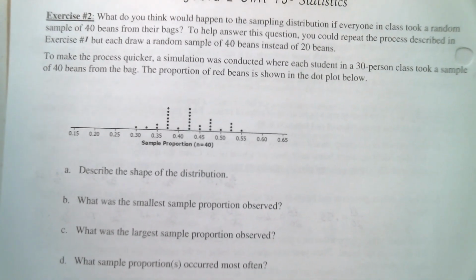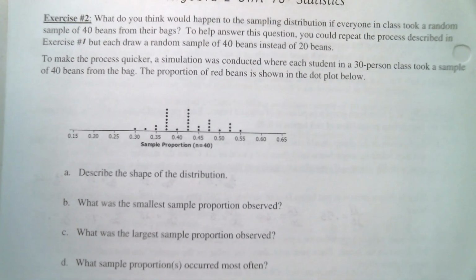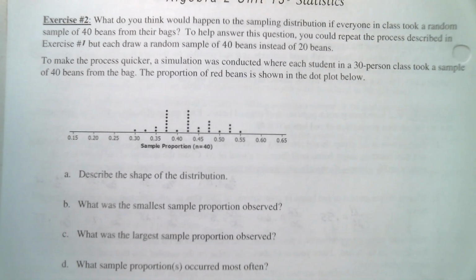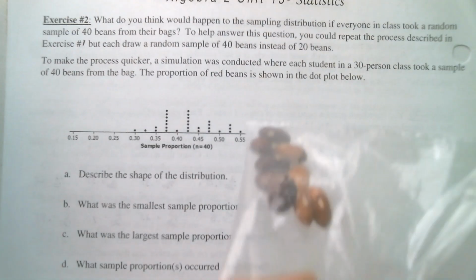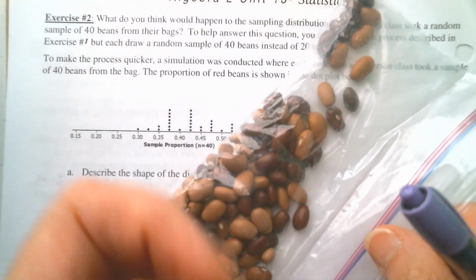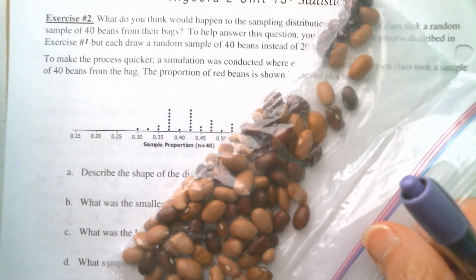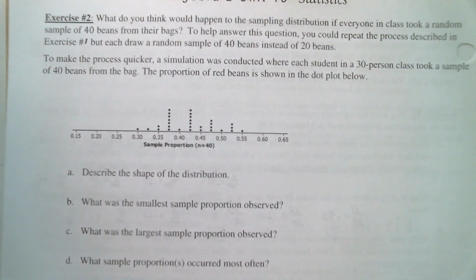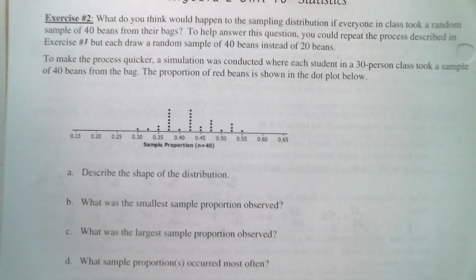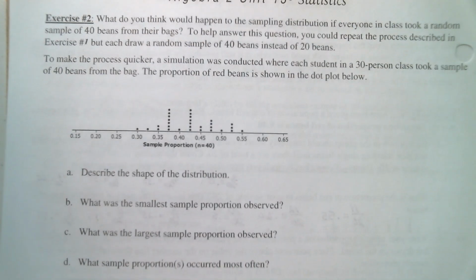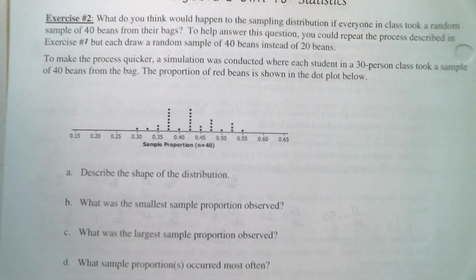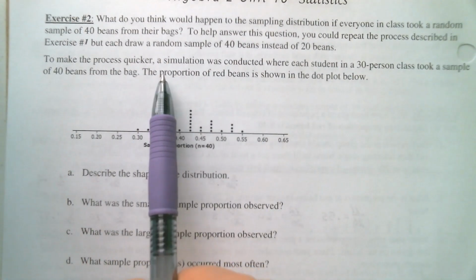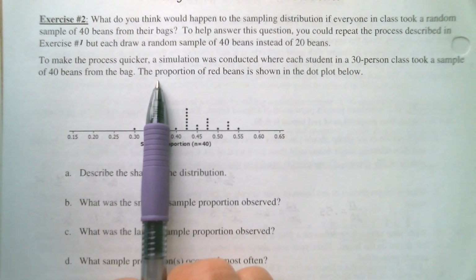In exercise number 2, what do you think would happen to the sampling distribution if everyone in the class took a random sample of 40 beans from the bag? So instead of taking a sample of 20 and finding the proportion of red beans out of that 20, what if we took a sample of 40 beans? Well, to help answer this question, we could repeat the process described in exercise number 1, but no, I'm not going to go through that, recounting again. Or we can use this simulation here.